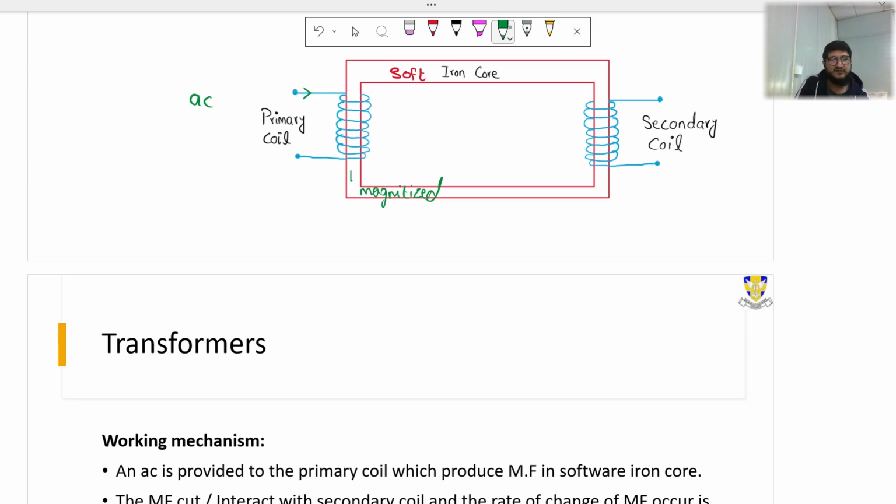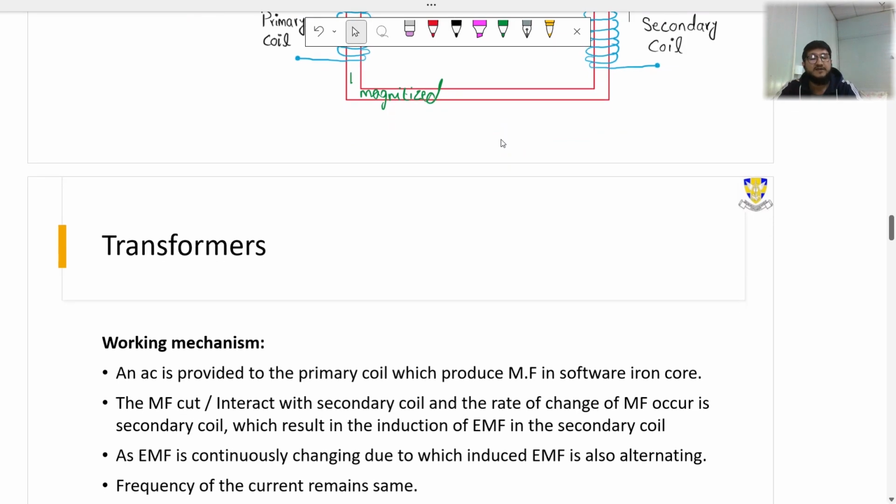They will try to cut down or interact with the secondary coil, due to which, as you guys know from the induced EMF, when the magnetic field is changing with respect to time, उसका एक इफेक्ट होता है ऑन द सेकेंडरी कॉइल और वहां पे करंट इंड्यूस होना शुरू हो जाती है, EMF इंड्यूस होना शुरू हो जाता है. दिस इज द मैकेनिज्म बिहाइंड द ट्रांसफॉर्मर्स.